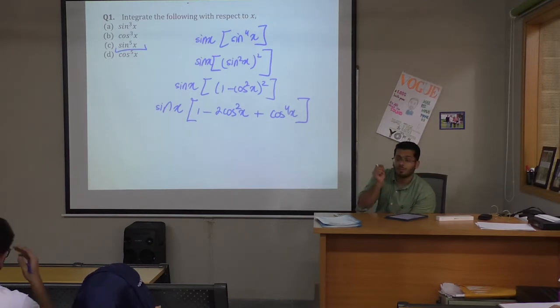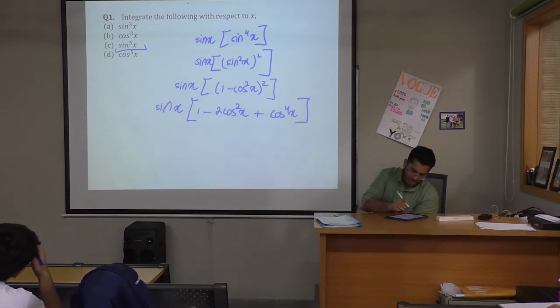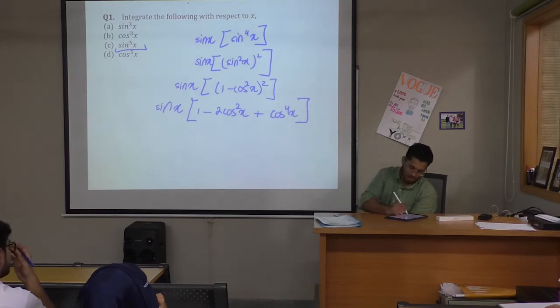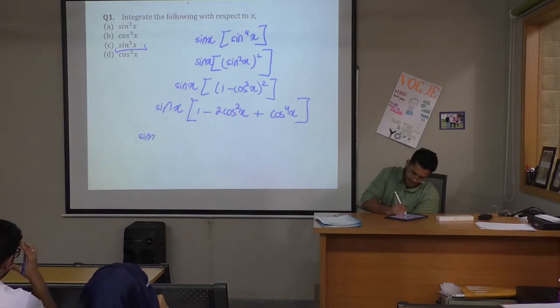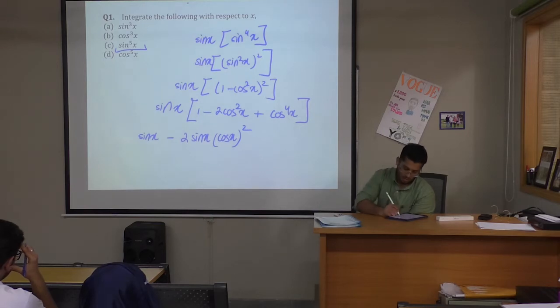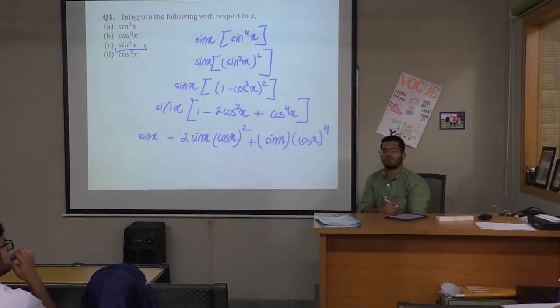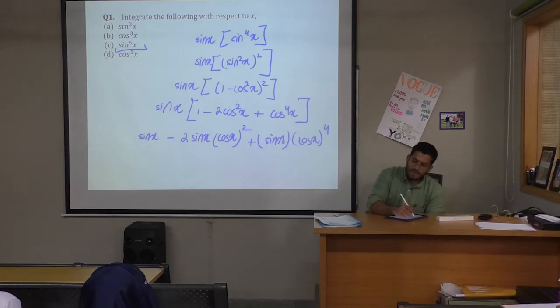Now I have a particular form now. You'll see. Now if I expand this thing, I have sin x minus 2 sin x cos x the whole square plus sin x into cos x to the power 4. सही है? Why do I need substitution?